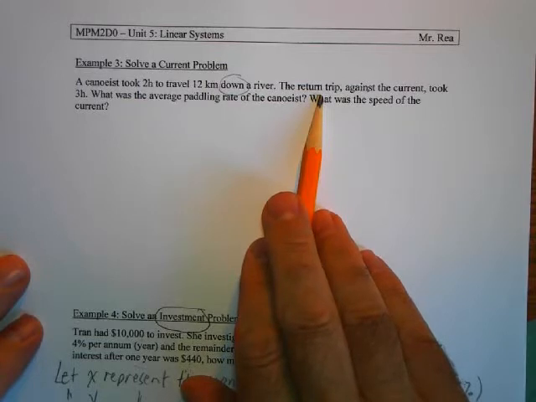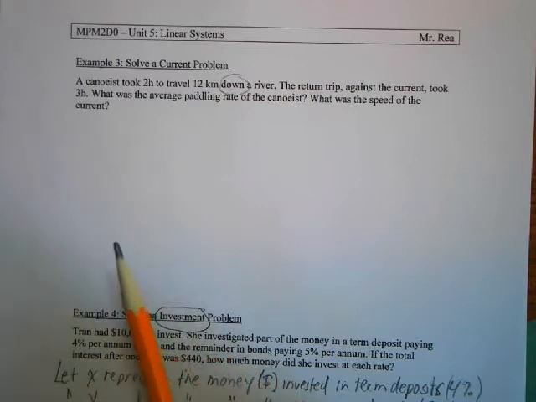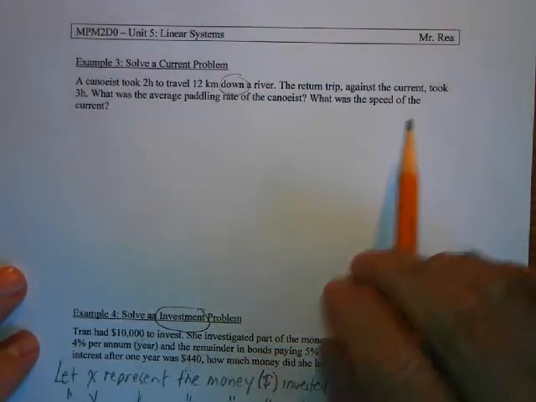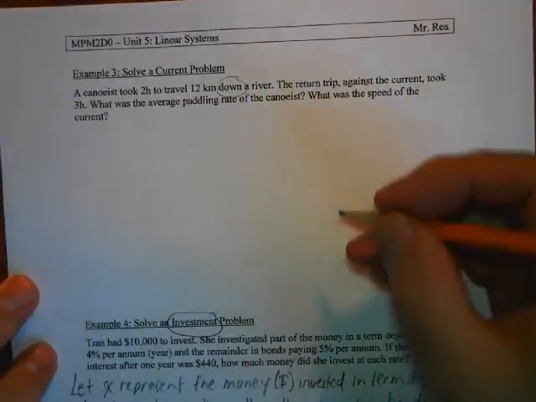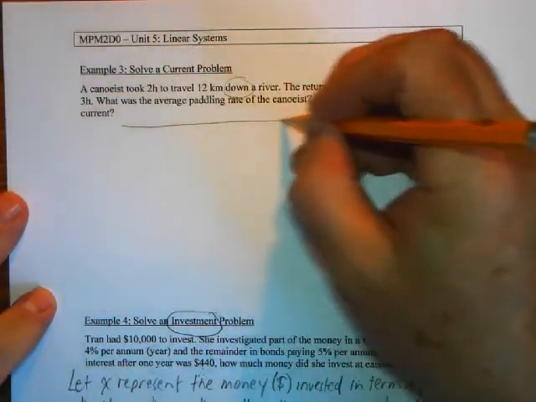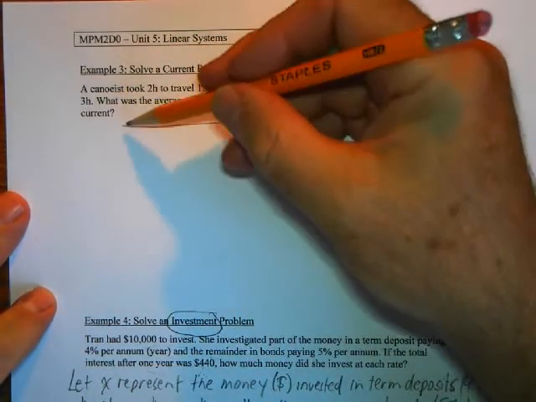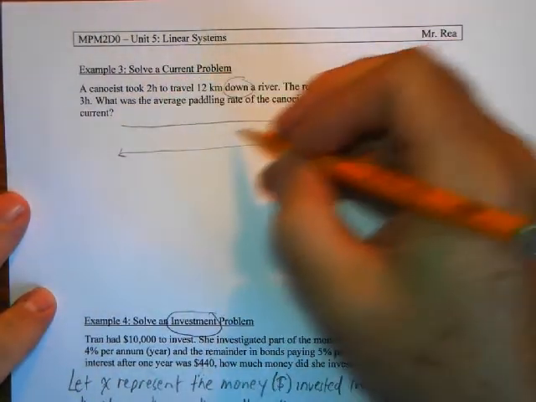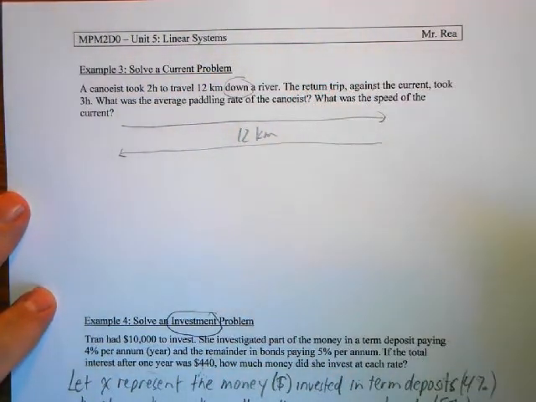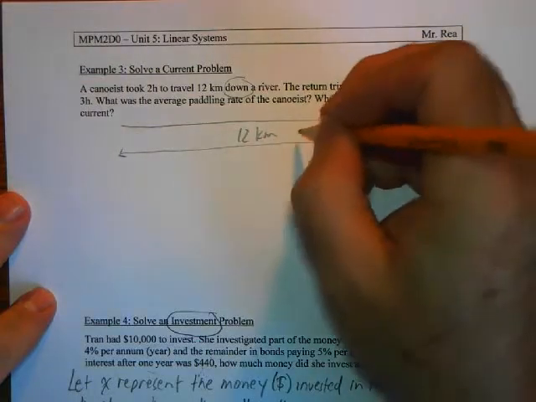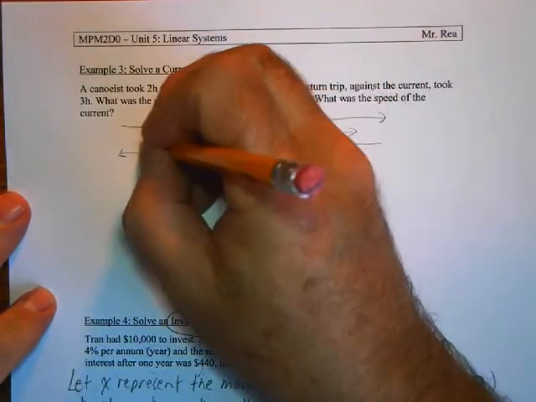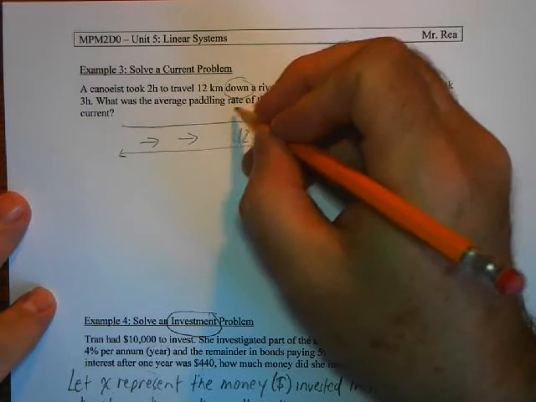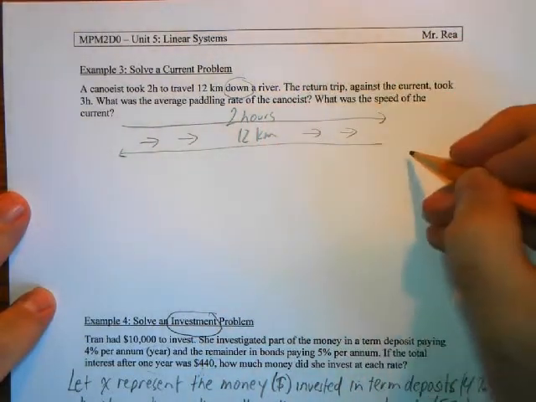When you say paddling rate, it's the speed that the canoeist would paddle in still water with no current. And what was the speed of the current? I always like to draw a quick little picture here. This is going downstream, and then we returned, came upstream. The distance was exactly the same for both, 12 kilometers. But downstream, the river's going this way, so on this part of the trip it's going to be quicker, and it's 2 hours. On the return trip, fighting the current, it was 3 hours.